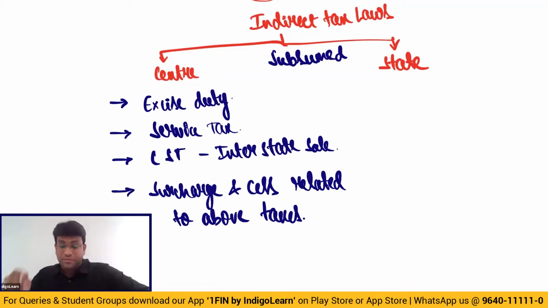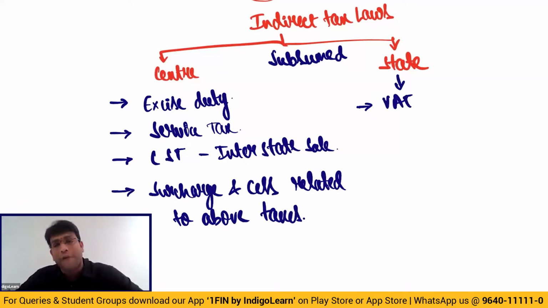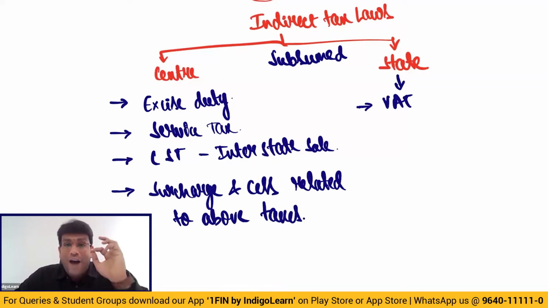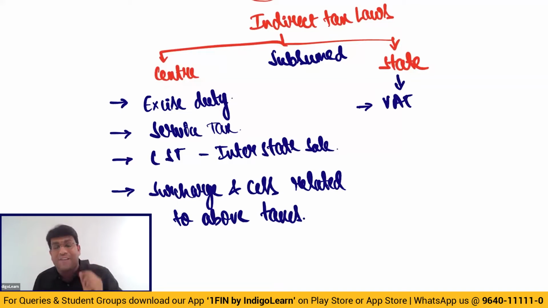Now, when we talk about state level, my dear friends, first and fundamentally an important point called VAT. VAT stands for value added tax, which was levied on intrastate sale of goods. CST was levied on interstate sale of goods. Come on, guys. VAT was levied on what? VAT was levied on intrastate sale of goods. CST was levied on interstate sale of goods.